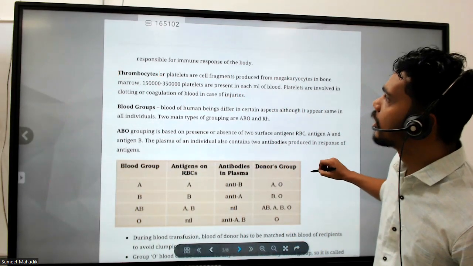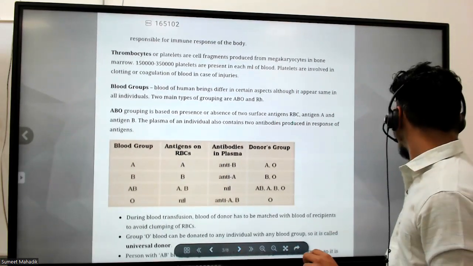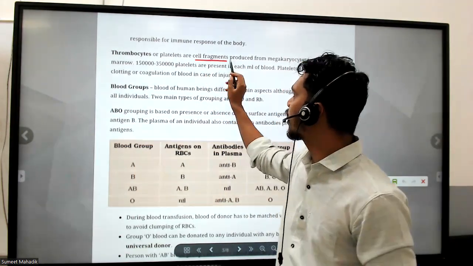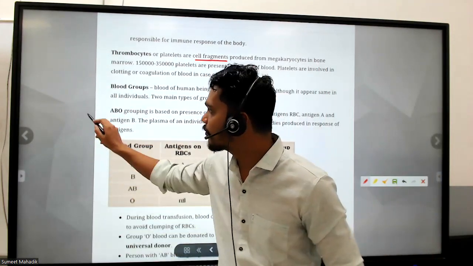Okay, now thrombocytes are fragments. Why are they fragments? They are cell fragments. They do not have a nucleus at all. These are fragment-like structures.